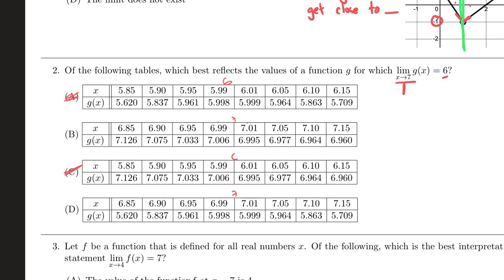So those are the x values getting close to 7 part. And now we need our y values, our outputs, to get close to 6. All right, in B, 7.006 and 6.995, that's about 7. And the bottom, 5.998 and 5.999 is 6. So D is going to be the right answer because our x values, the top row, are getting close to 7. Our y values, the bottom row, are getting close to 6, which is exactly what we want.